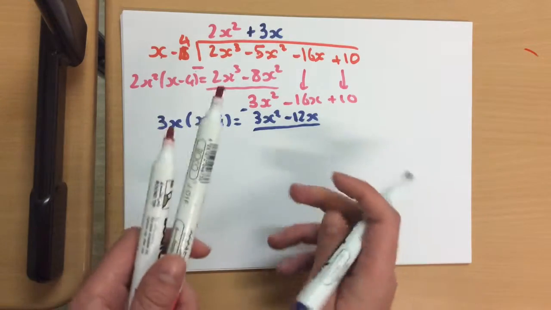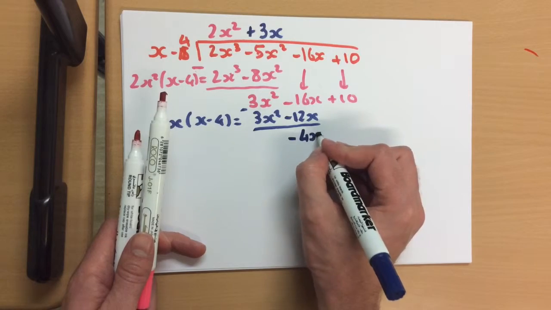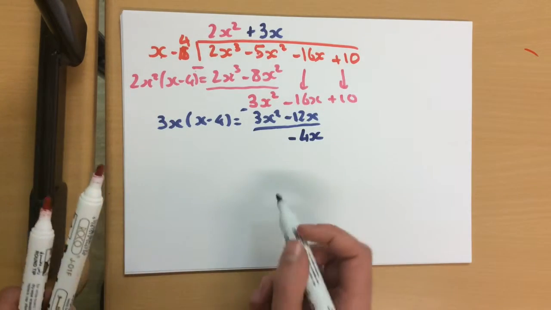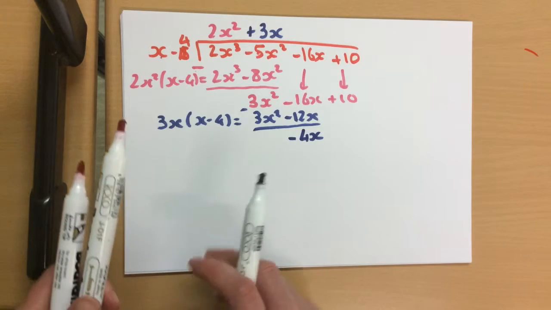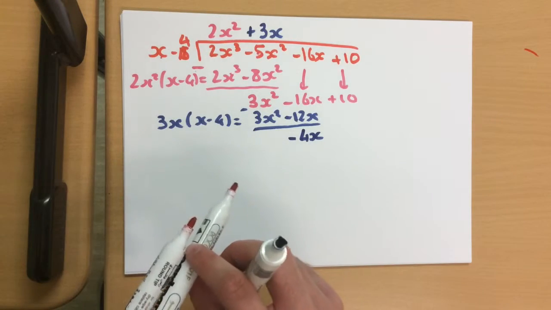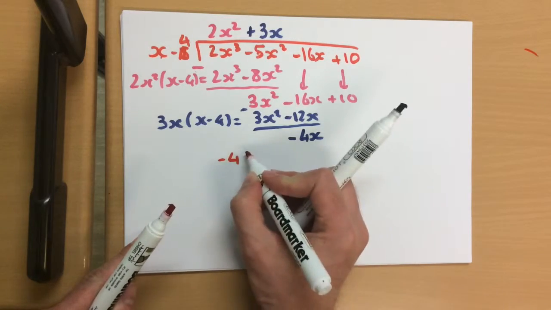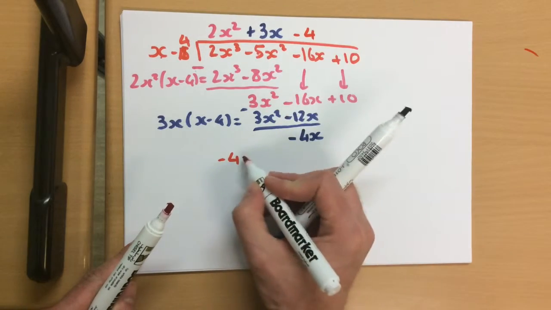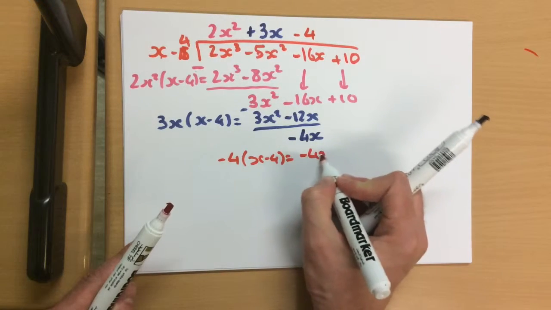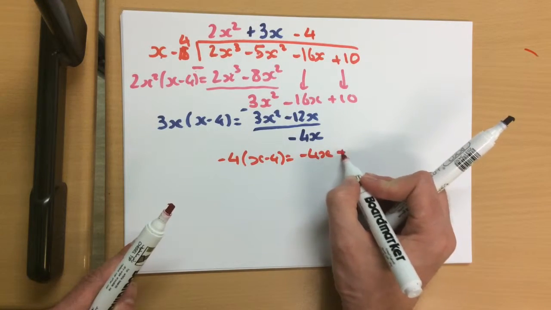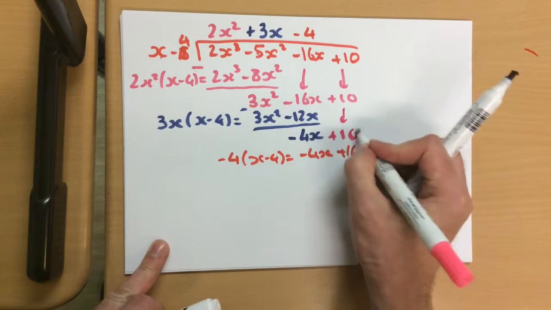Minus 16 plus negative 12 makes it positive. So it's going to be negative 4x. Right, x to negative 4x, that's going to be times by negative 4. Let's go back to red. Yes, negative 4. So negative 4 times x subtract 4 is negative 4x plus 16. Bring those down from last time.